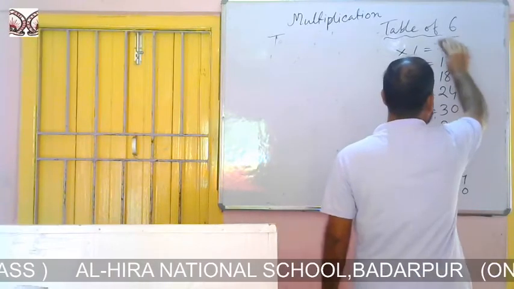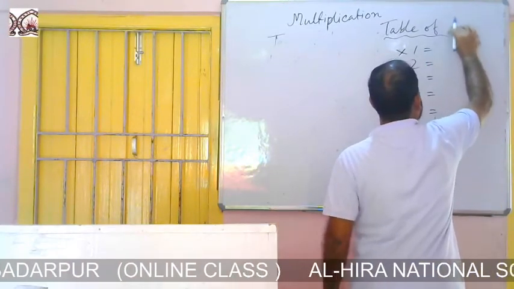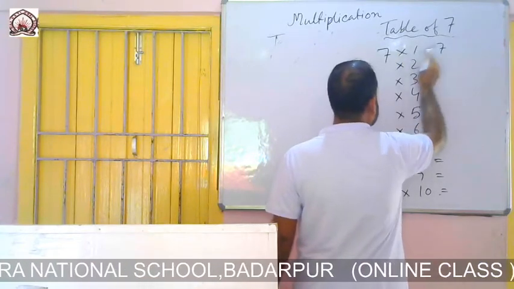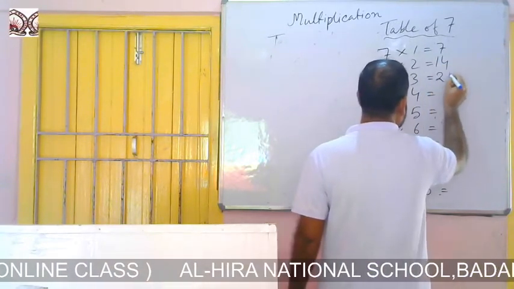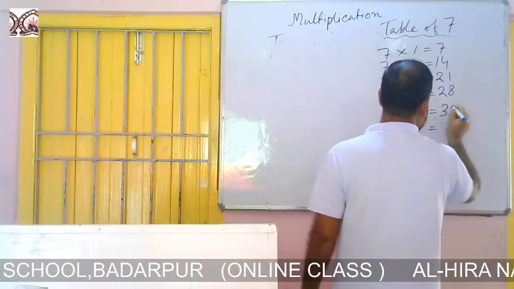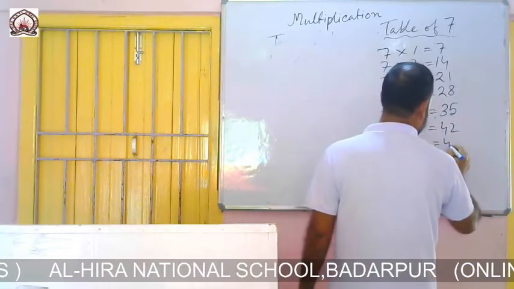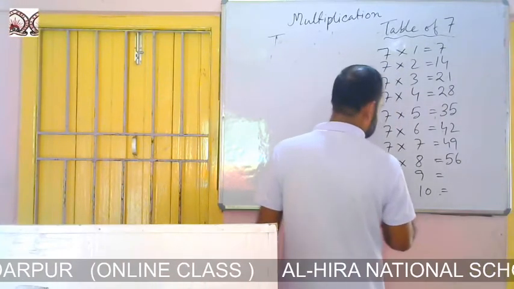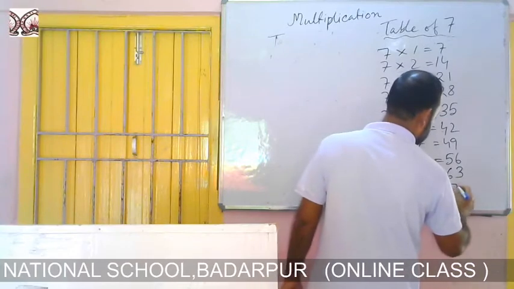Next, table of 7. 7 1s are 7, 7 2s are 14, 7 3s are 21, 7 4s are 28, 7 5s are 35, 7 6s are 42, 7 7s are 49, 7 8s are 56, 7 9s are 63, 7 10s are 70.